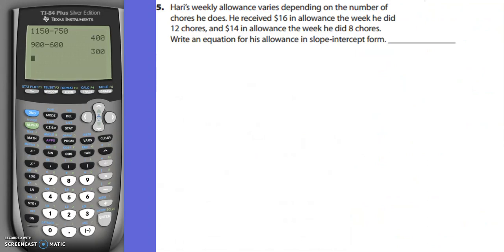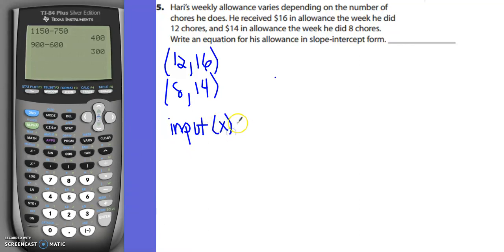Harry's weekly allowance varies depending on the number of chores he does. He receives $16 in allowance the week he did 12 chores, $14 in allowance the week he did 8 chores. Write an equation for his allowance in slope-intercept form. Okay, so he did 12 chores and he got $16. And he did 8 chores and he got $14. The input, or the x, is the chores. The output, or the y, is the amount of money he got.